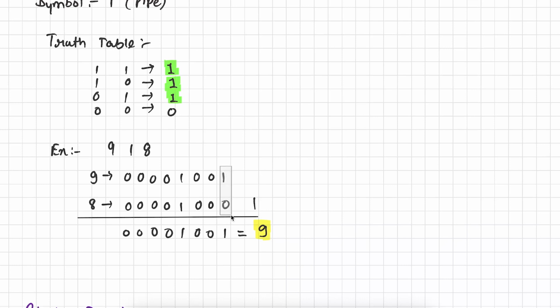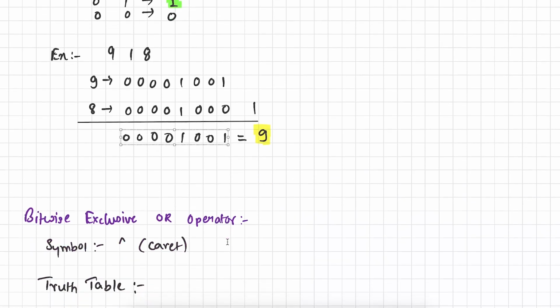So in case of 1 and 0, we get 1. In case of 0 and 0, we get 0. And in case of 1 and 1, we get 1. Why? Because in both the cases, one operand is 1. That's why we get 1. So the output of 9 OR 8 comes out to be 9. And this is the binary representation of 9. Clear? Okay.